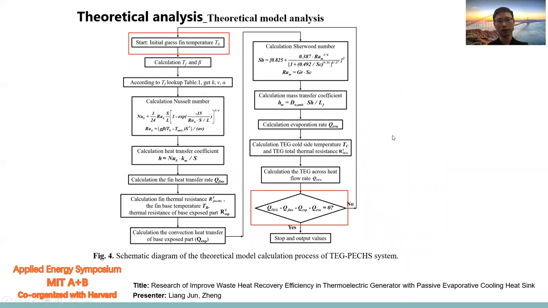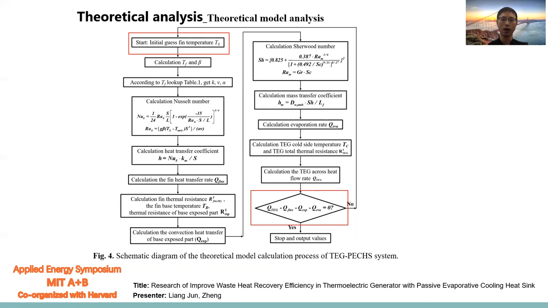Then we did the theoretical calculation. First, we don't know the fin temperature, so at the beginning, we have to initially guess the fin temperature TS, and then we can get the different heat flows, like the heat flow across the TEG and the heat flow from convection dissipation and evaporating cooling dissipation. If this equation equals zero, that means we are really at steady state conditions, so we stop and output the value. If not, we have to calculate again until we get the correct fin temperature TS. After we get the fin temperature TS, we can know the temperature at each point, and we can know the TEG output capacity, like voltage and power.